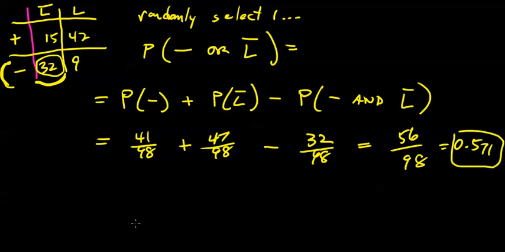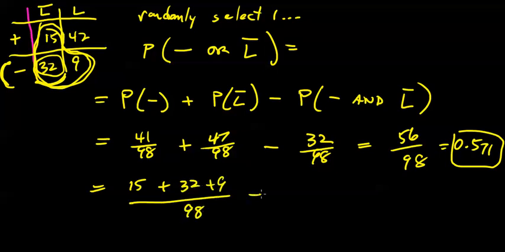And of course, we could have got there a little more informally by realizing, well, if we want not liars or negative tests, I really need to add these three cells, do I not? And divide by 98. So 15 plus 32 plus 9 is indeed 56 over 98, and we end up with the same answer. So if you want to apply the addition rule formally, or maybe more informally by viewing the table, that's okay too.